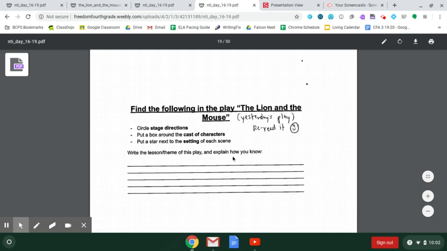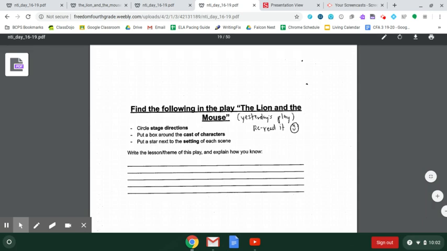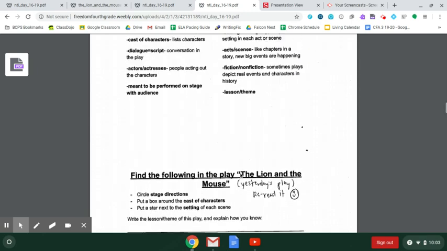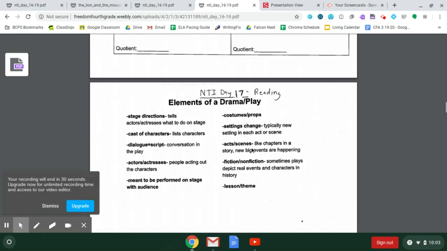The last thing to do is to write the lesson or the theme of this play and explain how you know. Remember, the lesson or the theme is the moral or the lesson that the character took away at the end of the story. Examples like forgive others, treat people the way you want to be treated, share what you have and don't be greedy, right? So whatever you find the theme or lesson of this play to be, I want you to write it right here and explain how you know that. Give some good evidence.